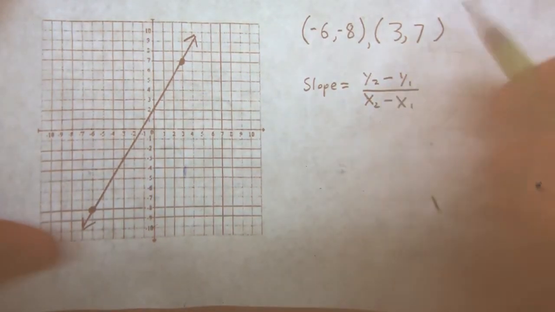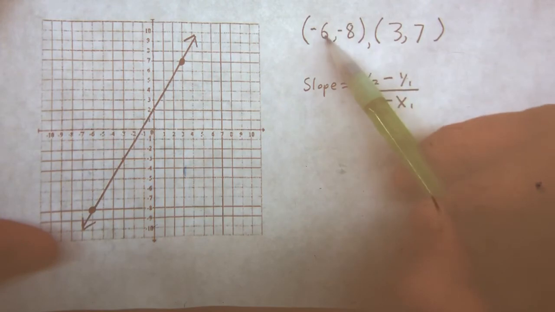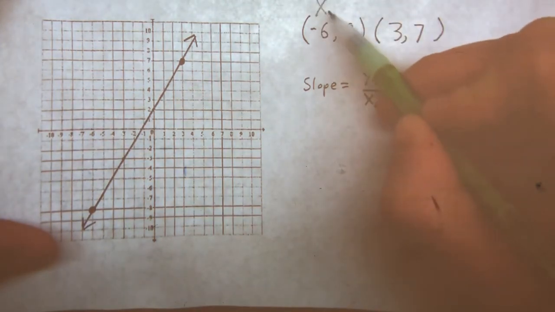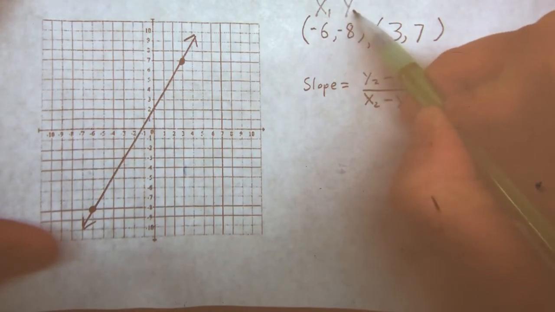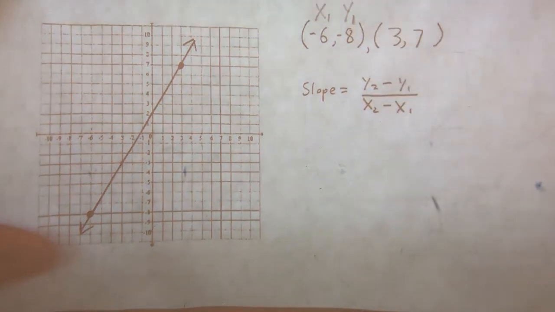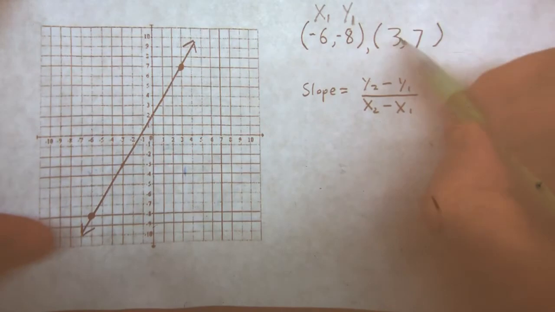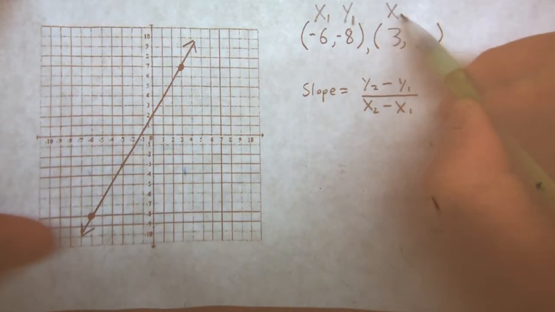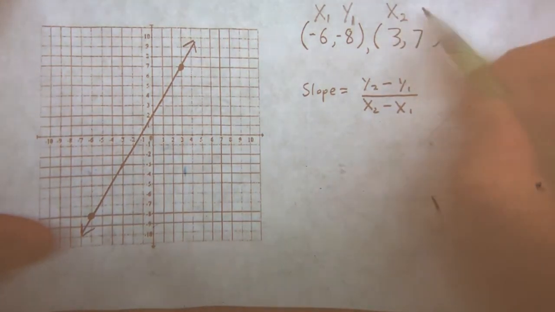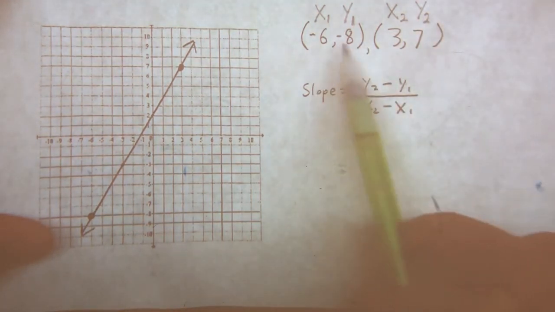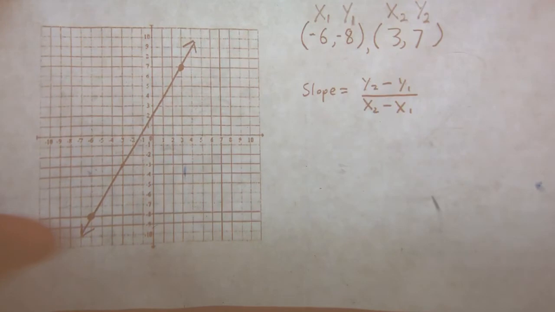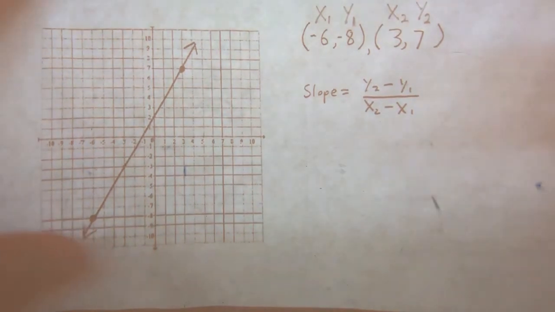So let's proceed. This is the x-coordinate of my first point of the 2 points. This is the y-coordinate of my first point, so I call it y1. It's always good to label these. This is the x-coordinate of my second point, and the y-coordinate of my second point, meaning this is the first point I listed, and this is the second point I listed on my line. And then I just make substitutions.